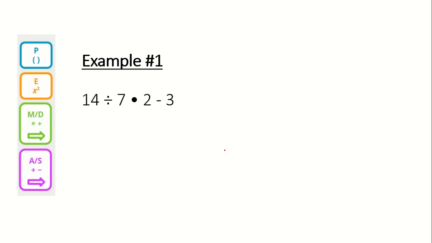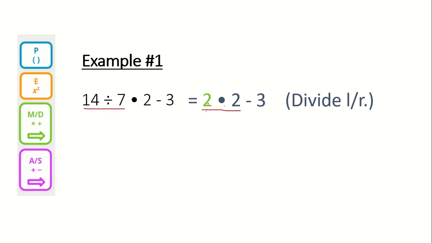Let's try another example. We have here 14 divided by 7 times 2 minus 3. So P, there's no P, there's no E. This time, we multiply or divide from left to right. So, first is division. 14 divided by 7 is 2. Next is to multiply. 2 times 2 is 4.